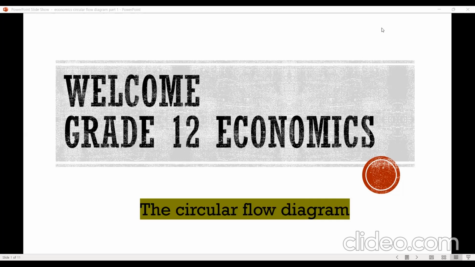Today we're going to be discussing the circular flow diagram. Now the main question: what is a circular flow diagram? What exactly are we talking about? What diagram is this? What is the point of this diagram? Great question. Now, the circular flow diagram. This is a diagram in economics, one of the most important diagrams to know if you are studying economics.